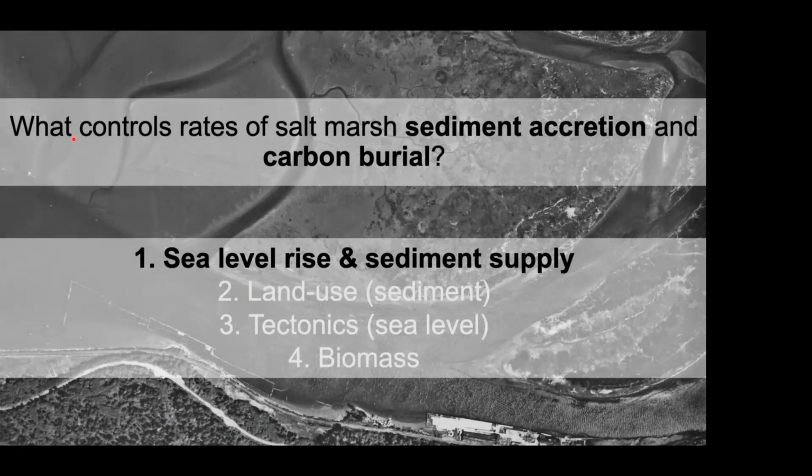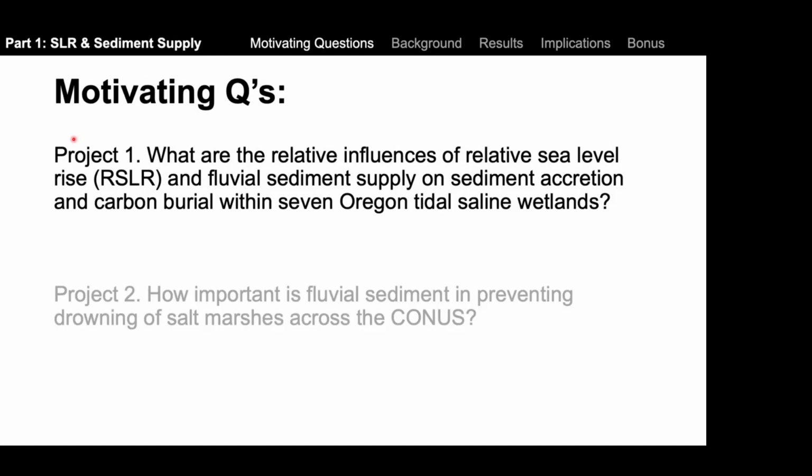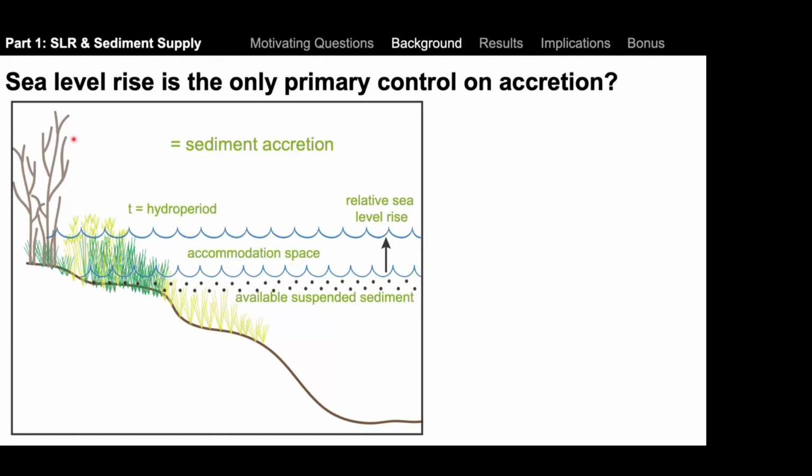Okay, so again, we're going to move through this list, and we'll start by asking, how does sea level rise and sediment supply combine to affect sediment accretion and carbon burial rates? And so the first question that I'll explore in this part is, what are the relative influences of relative sea level rise and fluvial sediment supply on sediment accretion and carbon burial in 7 Oregon salt marshes?